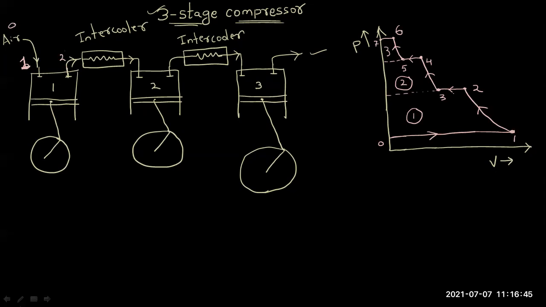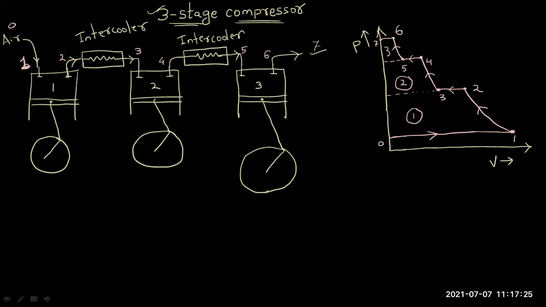Then 2 to 3 is the intercooler. Entrance point is 2, exit point is 3. Then from 3 to 4, it will enter the second stage of the compressor. Entrance point is 3, exit point becomes 4. Then 4 to 5, again it will go to the second intercooler. Entrance point is 4, exit point is 5. Then 5 to 6, again it will compress in the third cylinder. Entrance point is 5, exit point is 6. Then at point 7, we are supplying it to the container. So this is the PV diagram.